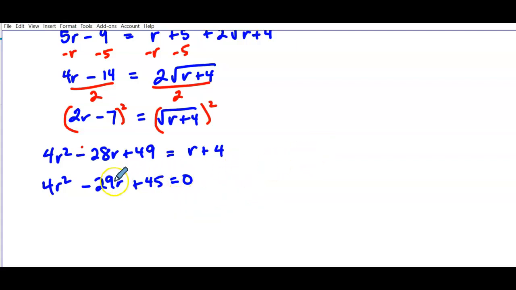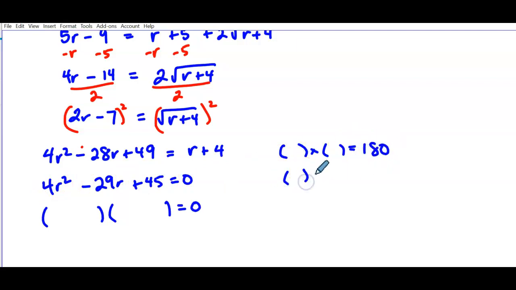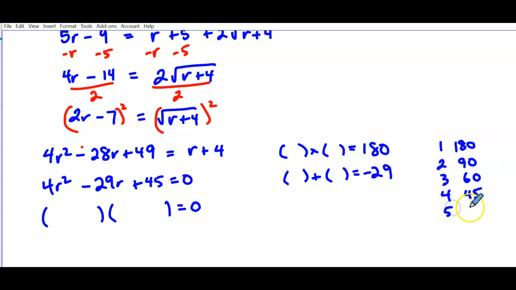So we are looking for two numbers. I kind of do a combination of trial and error and decomposition. So I start with the decomposition method of finding two numbers that multiply to the product of 4 and 45, which is 180. And then those two numbers have to add to negative 29. So you can use your calculator. So 1 and 180 isn't going to work, obviously. 2 and 90, 3 and 60, 4 and 45, 5 and 36.